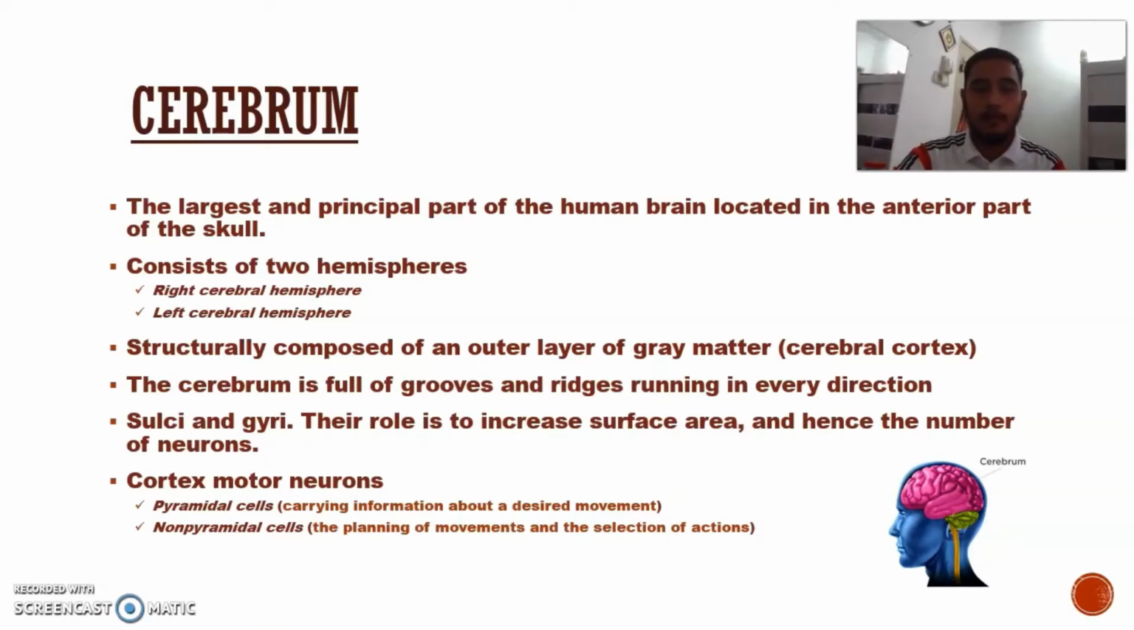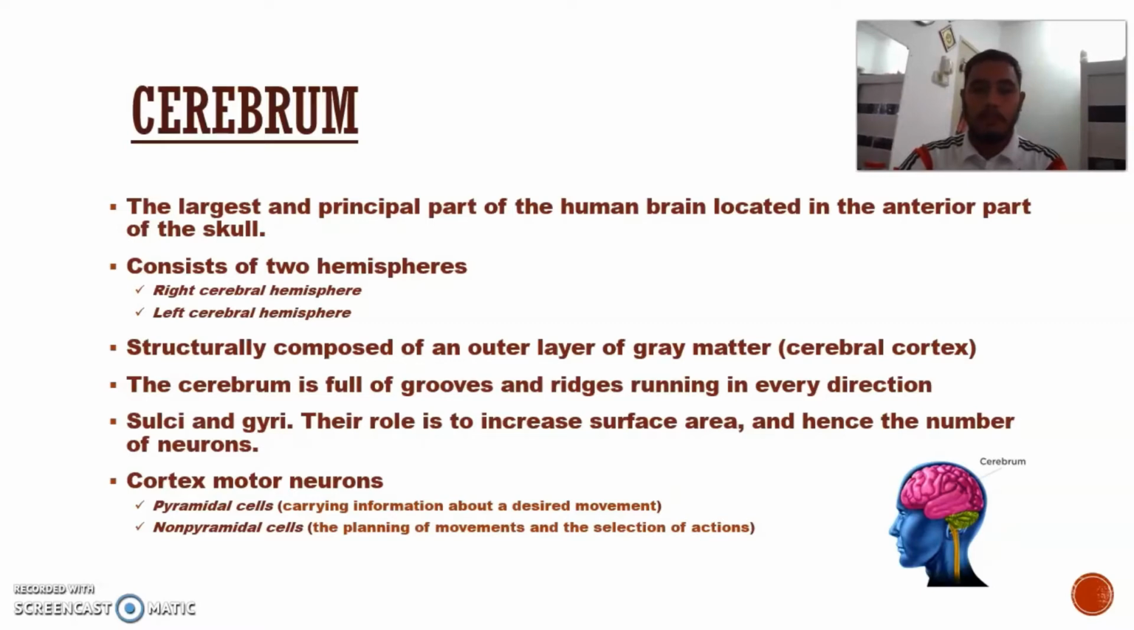The cerebrum is full of grooves and ridges running in every direction. We can call the grooves and the ridges sulci and gyri, and their role is to increase surface area and hence the number of neurons.